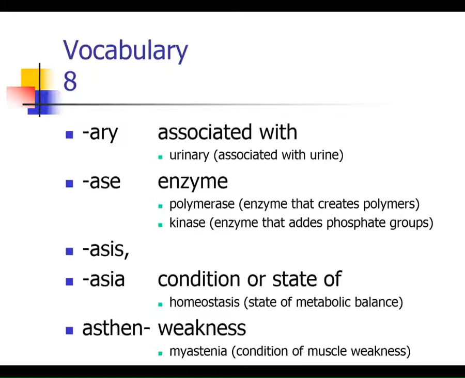Asis or asia. If you see homeostasis, it ends in asis. It's a state or condition of homeo, staying relatively the same. And then asthen is weakness. Myasthenia, weakness of muscle, right? Myo is muscle. So myasthenia, muscle weakness.